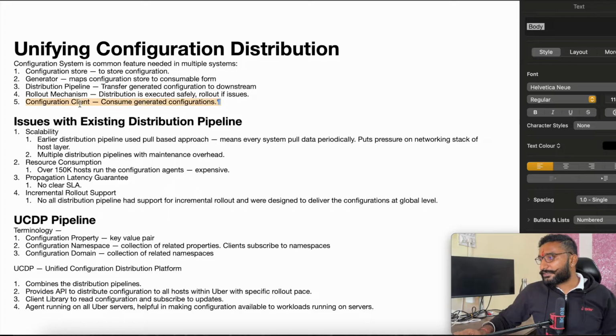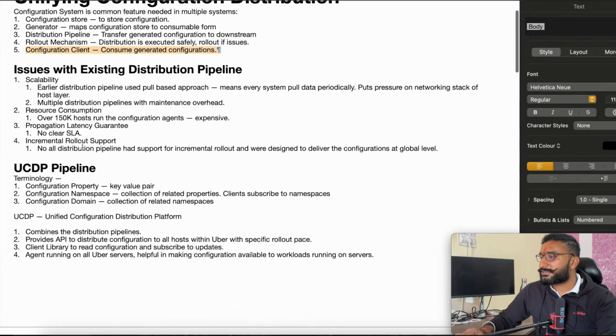Configuration client is a client library which is present on the service itself, the service which is consuming the configuration. It is basically getting those configurations and then making them available to the service to consume. So this is the overall architecture, the idea of what you need, basically the functional requirements, what you need in the system.